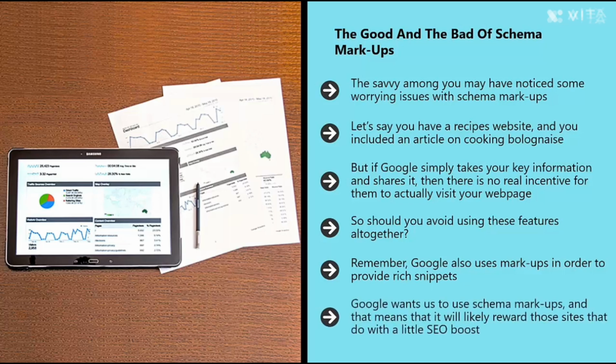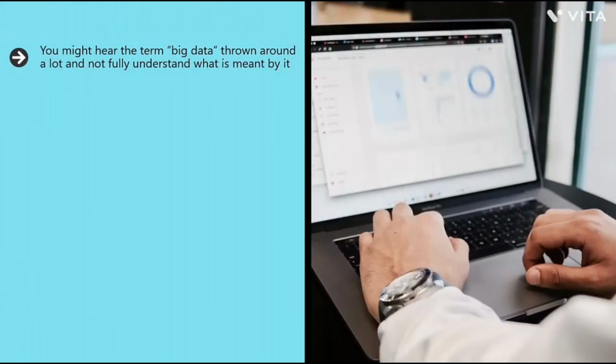Google wants to use schema markups, and that means that it will likely reward those sites that do with a little SEO boost. For all those reasons, it's essential that you keep using this strategy, even though you might be giving Google free information in doing so. In the future, if more and more people talk to their Google Assistant rather than browsing the web for information, then there's a good chance Google might need to rethink its policy, lest it face a rather big backlash from content creators.